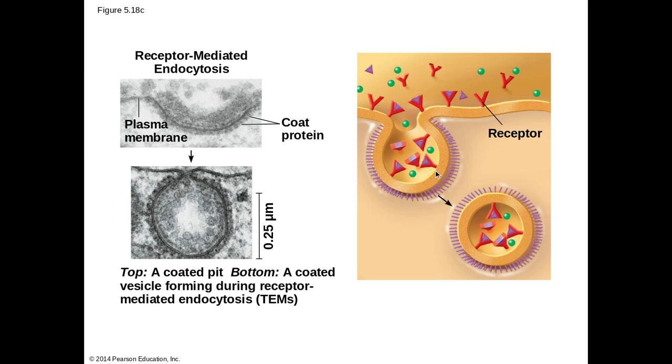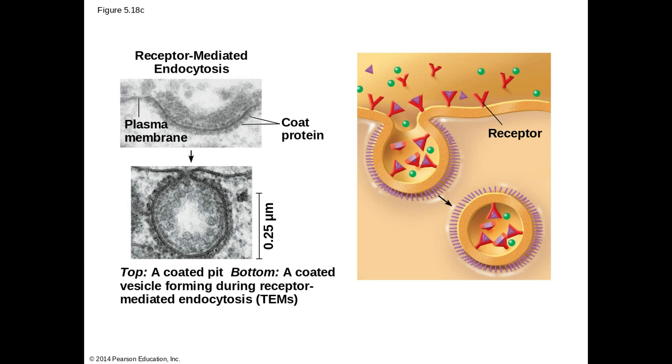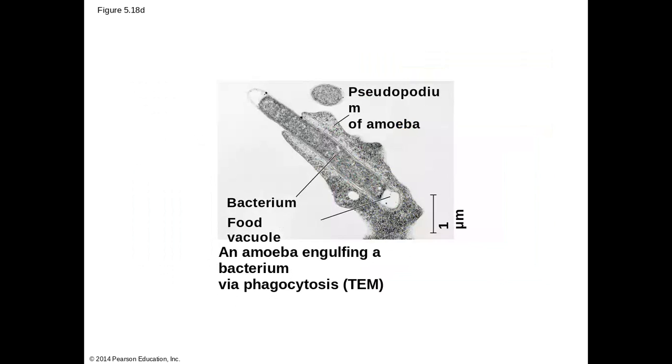They're going to cluster in the coated pits, and then the coated pits will form a vesicle that can now move to other parts of the cell. Notice that there are more of the receptor-mediated molecules, the ones that found their receptors, but there are still some other molecules that make it into the cell. Then lysosomes will digest what is in these vesicles and release those contents into the cell.